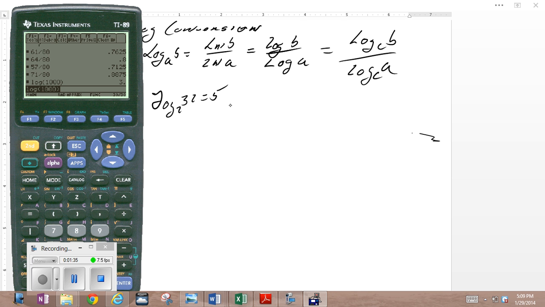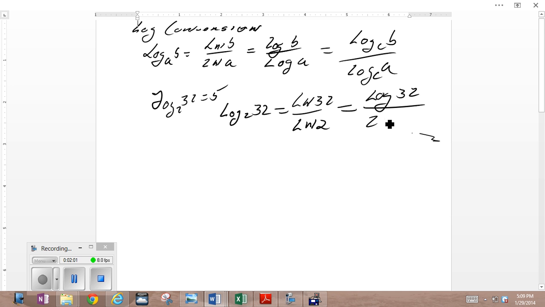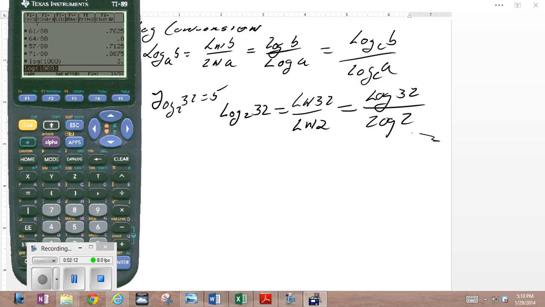So that's why we're going to use the log conversion formula. The log base 2 of 32 could be viewed as the natural log of 32, the natural log of the argument over the natural log of the base. Or you could look at it as the common log of 32 over the common log of 2. Of course, we need the calculator to do this.